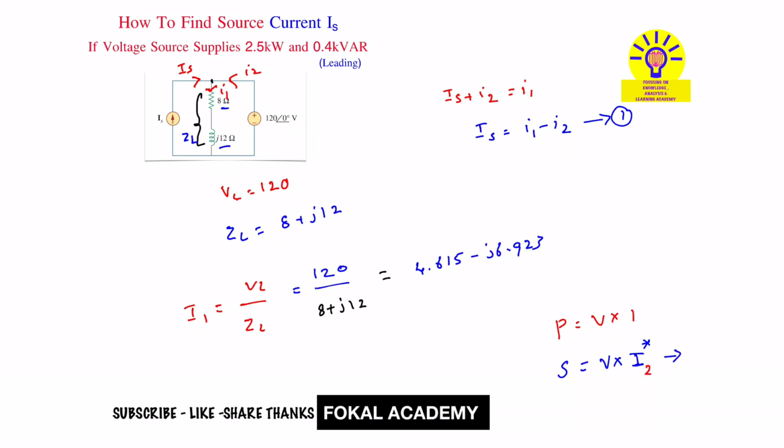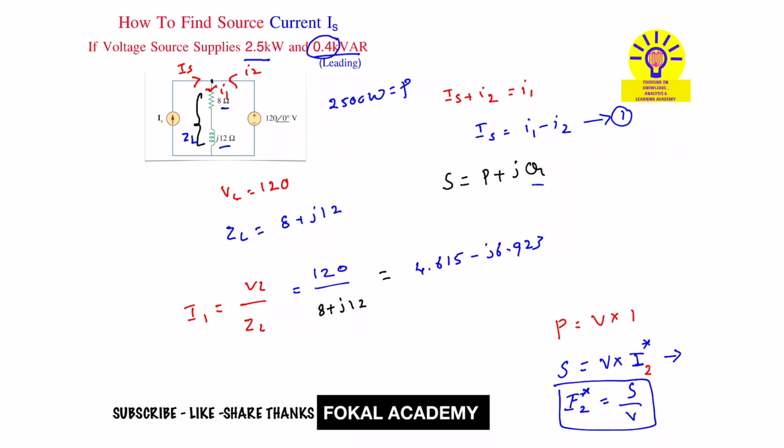From this equation, we will get I2 star equal to S by V, complex power by voltage. Now first of all find S, the complex power. S is nothing but the complex power equal to P plus jQ. Here P means real power, which is given as supplied by the source, 2.5 kilowatts. It can be written as 2.5 K, that is 2500 watts. So this is P, and Q means reactive power, given as 0.4 K, nothing but 400 VAR.